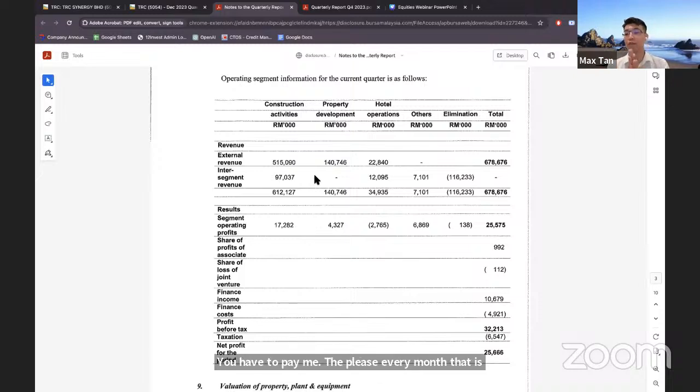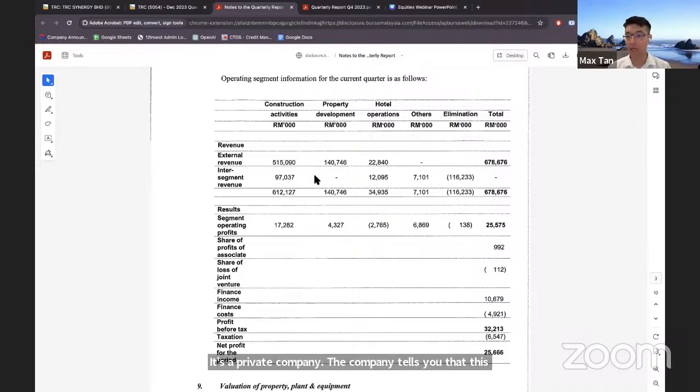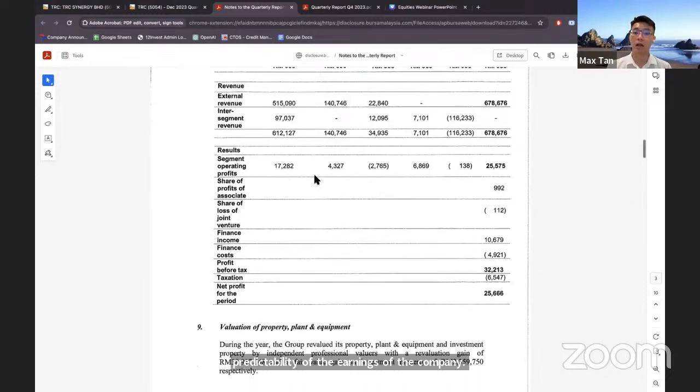So speaking from personal experience and my observation on Bursa, companies with recurring income in nature would have a normal valuation. Why? Let's say you are buying into a business that's not listed, right? It's a private company. The company tells you that this year we might earn 3 million, next year we might earn 1 million. And another company comes to you and says this year we might earn 2 million, subsequent years maybe 2.1, 2.2. We have a very stable stream of income. Which company would you prefer? For a lot of people, it's always the predictability of the earnings of the company, right? So normally this kind of company would yield a higher valuation.